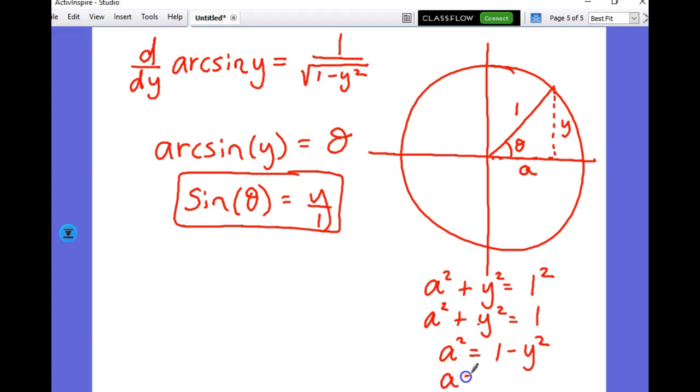And then I take the square root. And that actually could come out to be positive or negative depending on which side of the triangle you're on. But there it is. So a comes out to be the square root of 1 minus y squared. Okay? So I'm going to come up here and replace this a with the square root of 1 minus y squared. All right. So, knowing that, I think we're about ready to begin our proof here. So let's go ahead and begin.